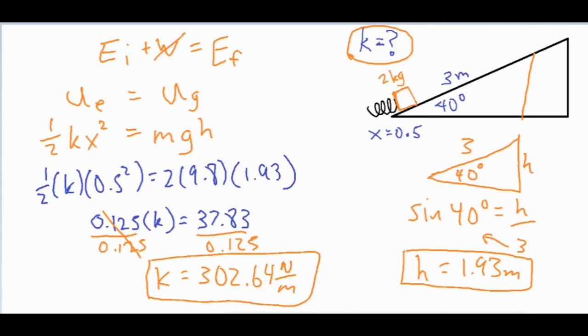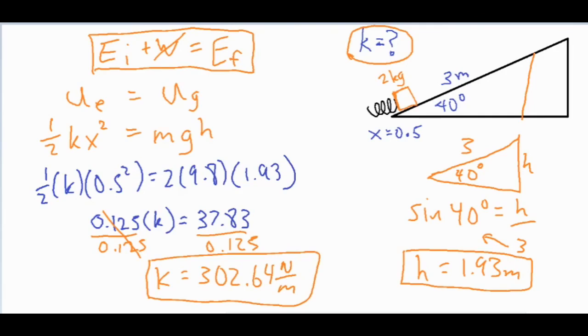So I plugged in all my number values. The 1/2 times the 0.5 squared basically became my coefficient of 0.125. Took the product of these and then just divided both sides by 0.125, and I got a final k value of 302.64 newtons per meter. So again, this one is the same principle as the first one. As I said, here's my preferred method right over here.